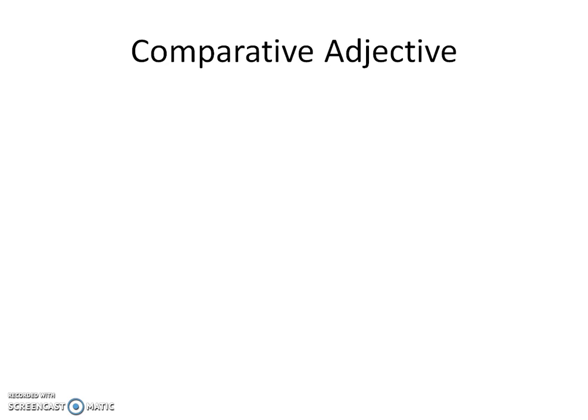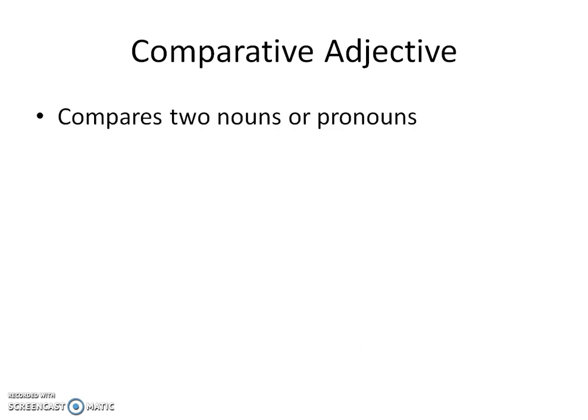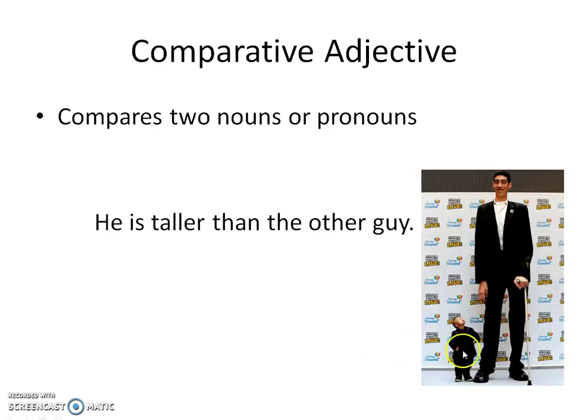So let's start with the comparative adjective. A comparative adjective compares 2 nouns or pronouns. So when you have exactly 2 nouns or pronouns and you're comparing them, you're using a comparative adjective. For example, he is taller than the other guy. So I have 2 nouns here, 2 things, and I'm comparing the height of one to the other one, and my comparative adjective is taller.